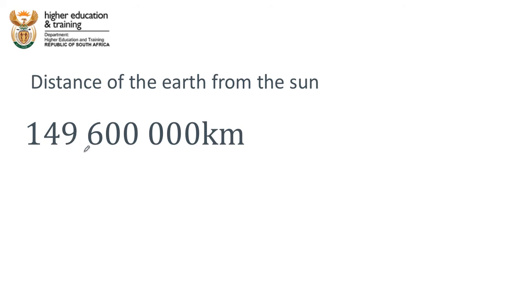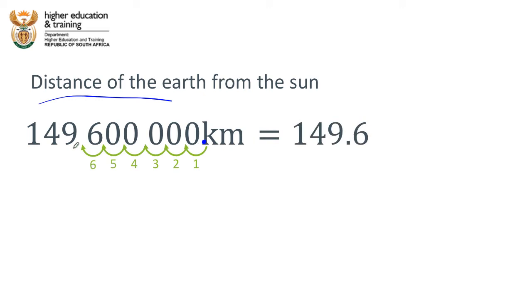Here's a nice big number to work with. This is the distance of the Earth from the Sun. Obviously, it's been rounded off, but it's approximately 149,600,000 kilometers away. All right, let's see if we can rewrite this number now in exponential format or in scientific notation. So we're going to move the decimal point from over here, one place, two, three, four, five, six. If we move it six places, well, that is this number here in the front, is 149.6. We've moved the decimal point six places, so that would have to be multiplied by 10 to the power 6 kilometers.